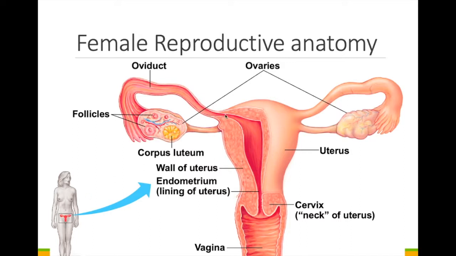So women have one paired uterus and a single vagina, but they have two ovaries and two oviducts, which are these tubes that connect to the ovary. So let's start with where the egg develops and follow the egg all the way through the reproductive system.